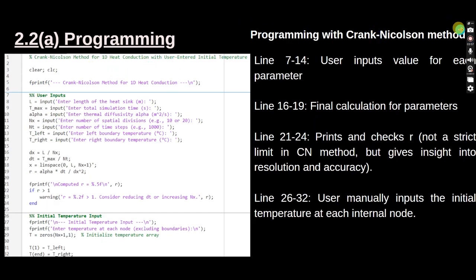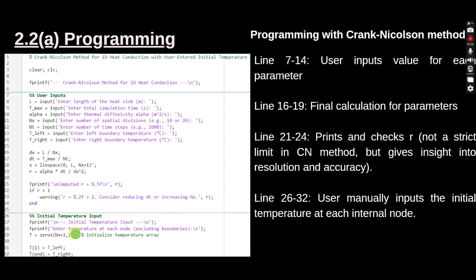So the programming with Crank-Nicolson method: from line 7 until 14, similarly, enter the parameters. Lines 16 until 19 are the calculation of parameters. Lines 21 until 24 print and check the R value. It's not a strict limit in the Crank-Nicolson method, but it gives insight into resolution and accuracy.